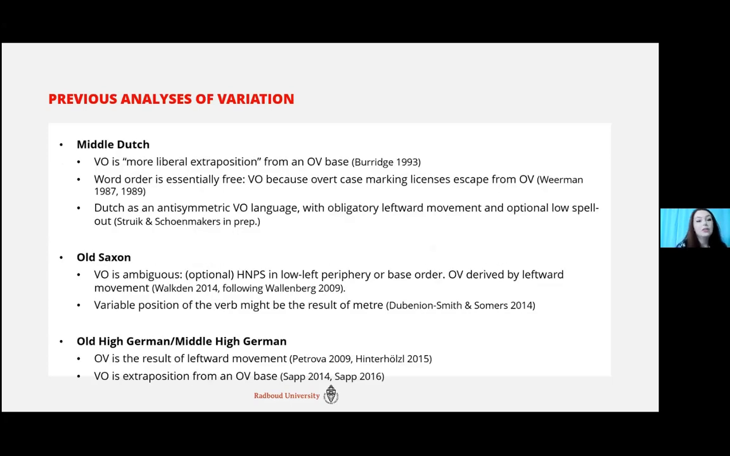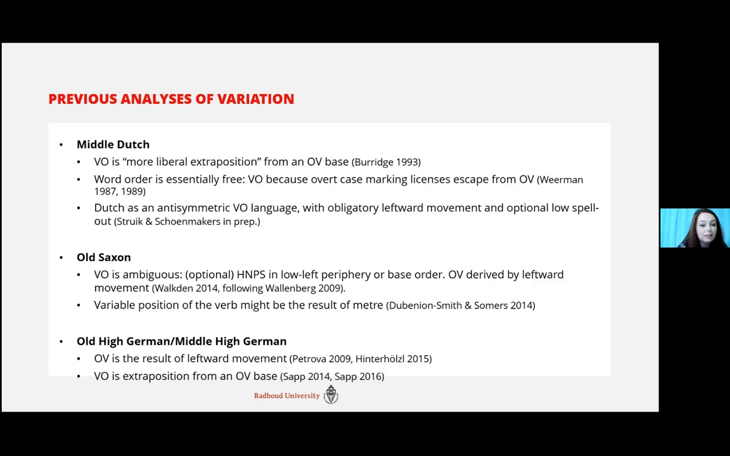When we look at the literature for those other Germanic languages, the picture is just as diverse. So VO in Middle Dutch is considered more liberal extraposition than extraposition in present-day Dutch, but from an OV base. It has been argued that word order is essentially free because there is overt case marking. So objects in post-verbal position escape licensing from an OV base. I have recently argued that you can also analyze Dutch as an antisymmetric VO language, which I'm also going to do later in this talk.